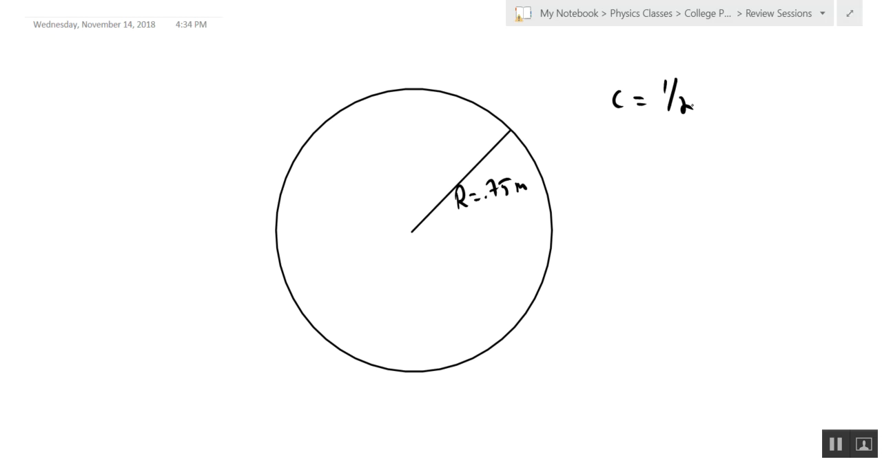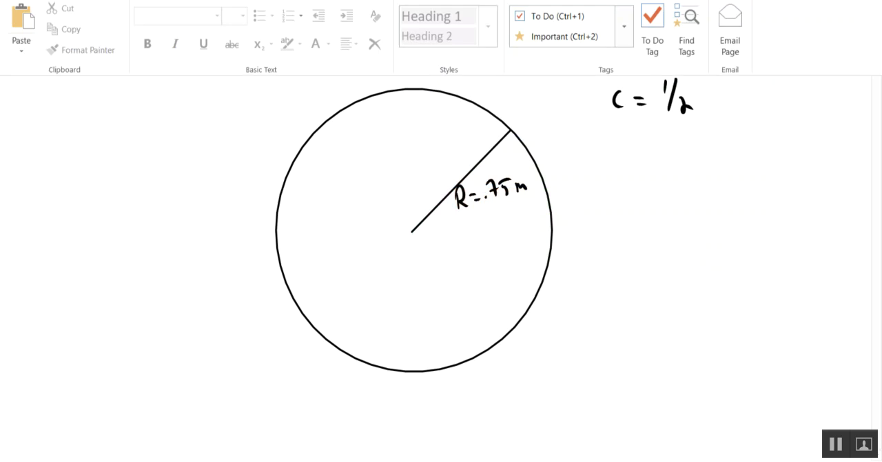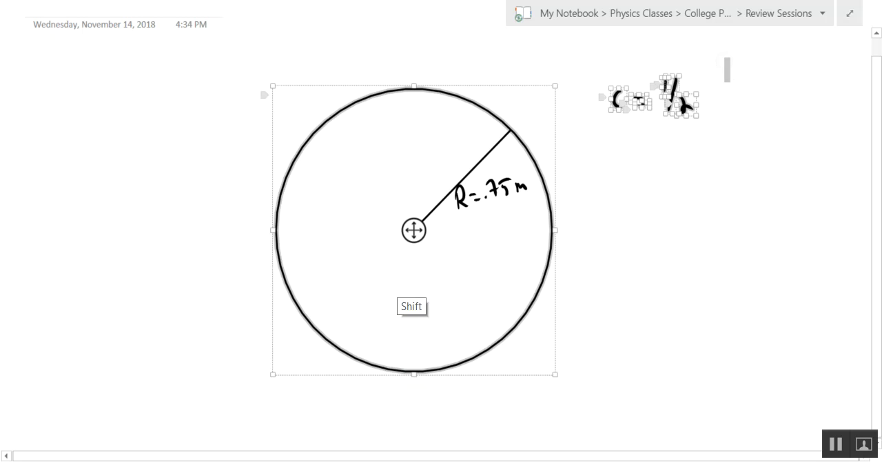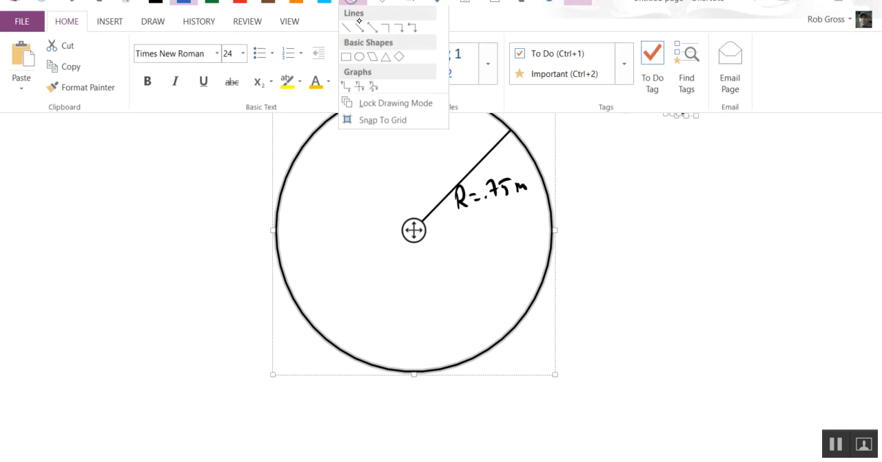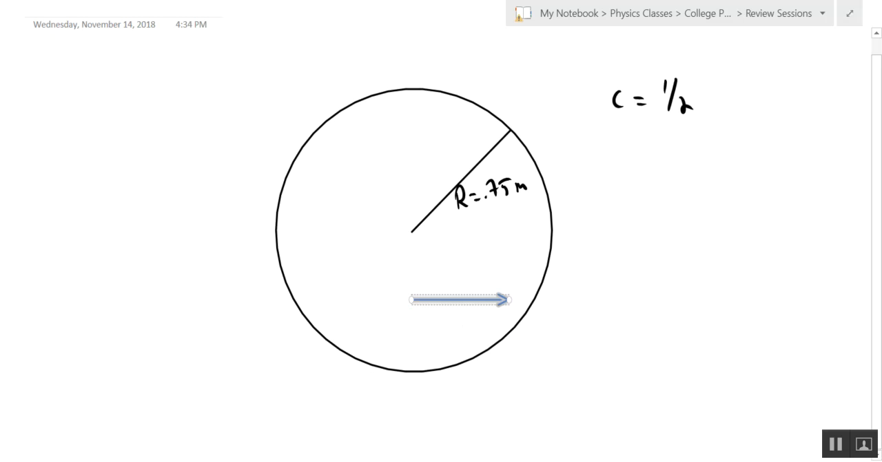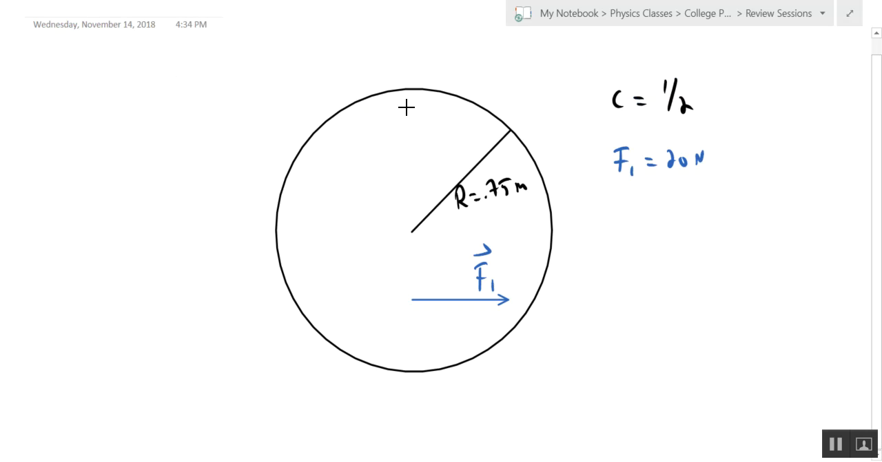Okay, so let's see. You have one force that's applied, say, here, halfway between. This is directly below the center, halfway between the edge and the center. That's where this force is supposed to be, and it goes to the right. So I'm going to say this is force 1. Force 1 is, let's make it 20 newtons.